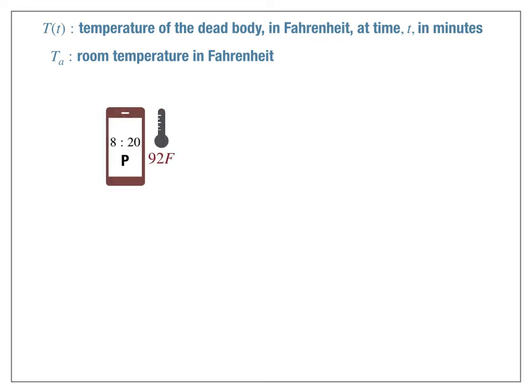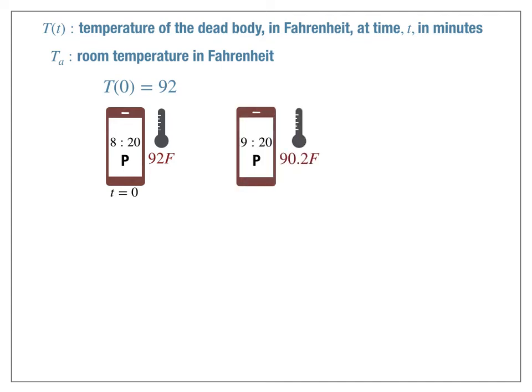Remember the first time that she checked the temperature? She got 92 degrees, so she assigned this time to be 0. So small t equals 0 for this point, and she gets a data point, which is big T of 0 equals 92. And the second time she checked the temperature, she got 90.2 degrees, which is 60 minutes later. So she assigns small t to be 60 for this point, and she gets another data point, which is big T of 60 equals 90.2. And the room temperature, big T of A, equals 72, which is a constant.